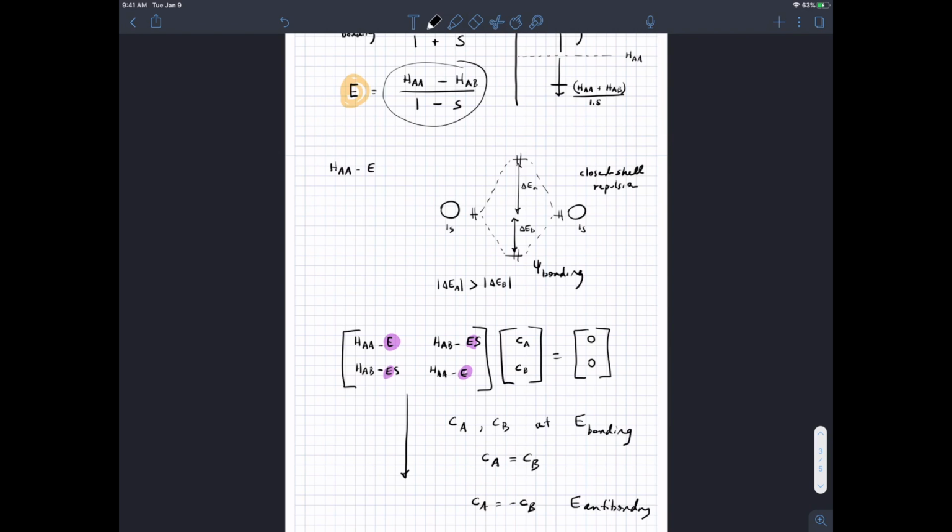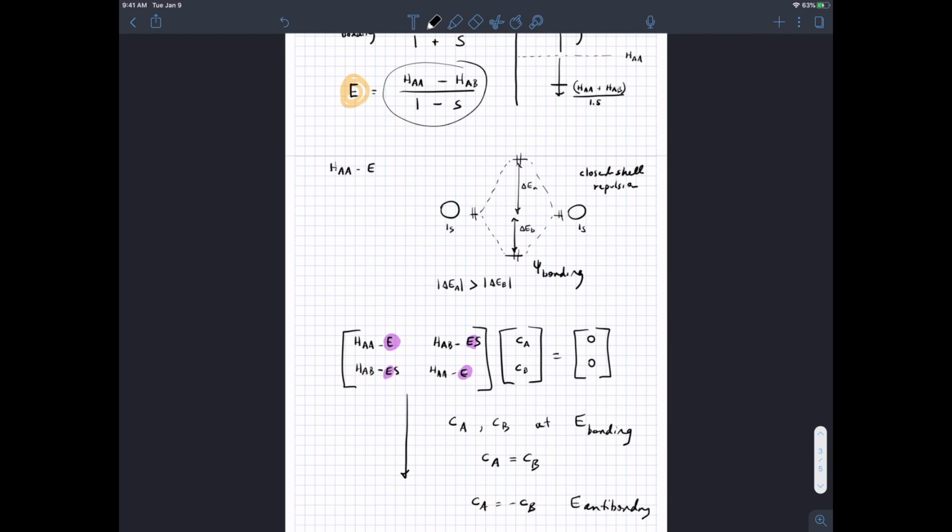Oh no, I'm not that smart. I just do the substitution: two equations, two unknowns, isolate a variable, substitute it into the other equation, and then solve. So you just treat it as two equations, two unknowns. Yeah. For energy bonding, two equations, two unknowns. For energy antibonding, two equations, two unknowns.